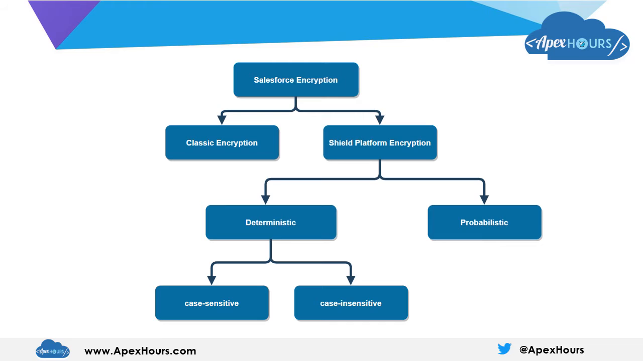I have given a visual classification of encryption Salesforce offers. So the first two are the classic encryption and Shield platform encryption, which we have already seen. The next one is Shield platform encryption, which is also divided into deterministic or probabilistic. And again, under deterministic, there are two options, case sensitive or case insensitive encryption. So let us see the deterministic and probabilistic in detail. Let us move on to the next slide.